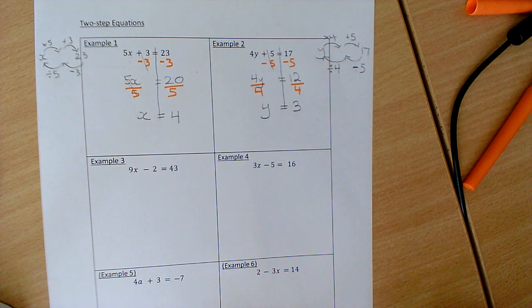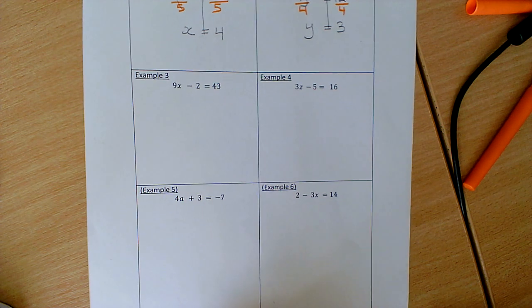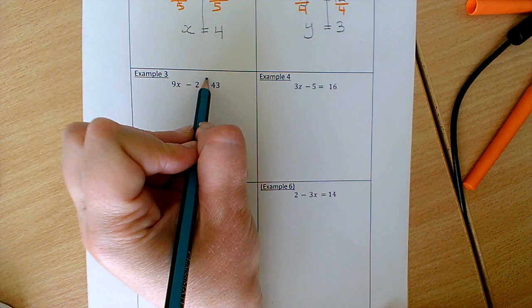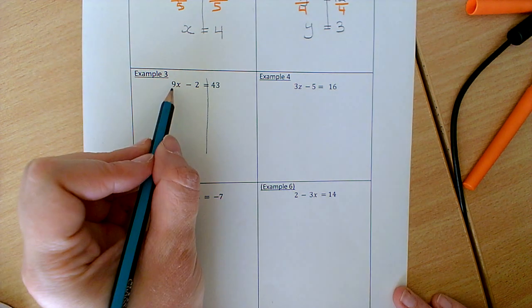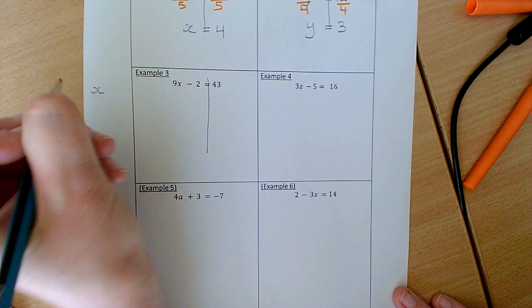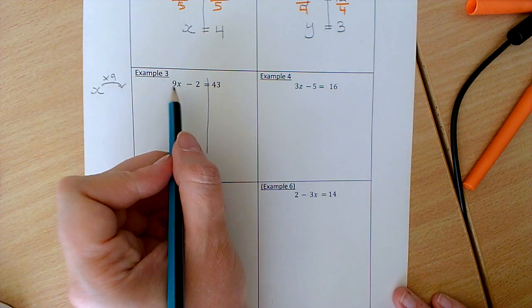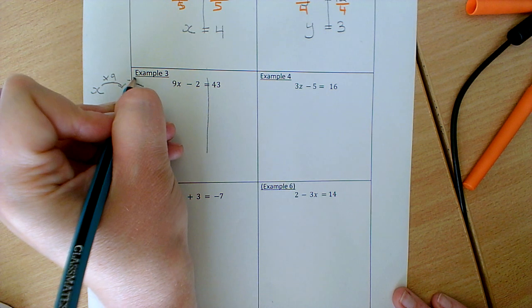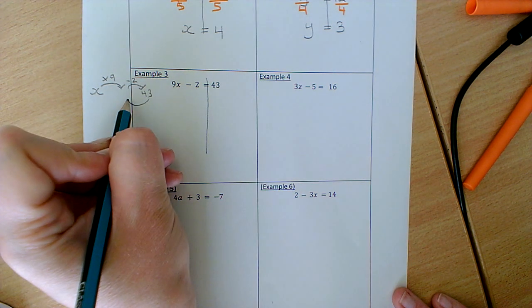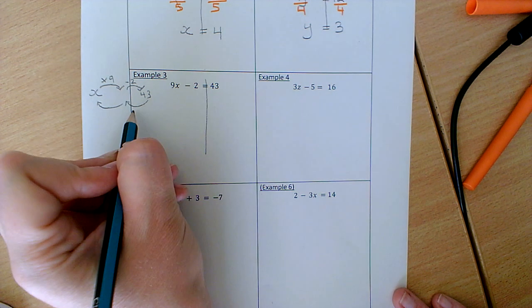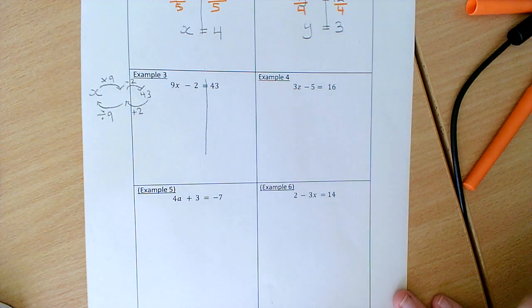Let's take a look at one more example, example 3, and then you can try the rest on your own. You'll pause the video and try them. Okay, so let's try this. Line down the center just to show the left-hand side, right-hand side. Let's think about what we're doing. If we have x, the first thing we're doing to the x is we're multiplying it by 9. And then we're taking away 2, and that gives us 43. So if I was to work backwards, instead of taking away 2, I'd be adding 2, and then I would be dividing by 9.